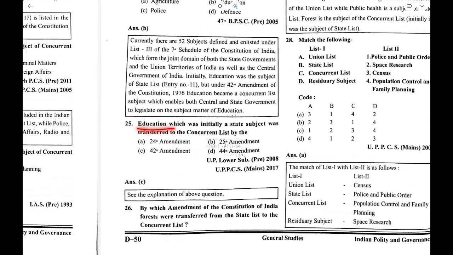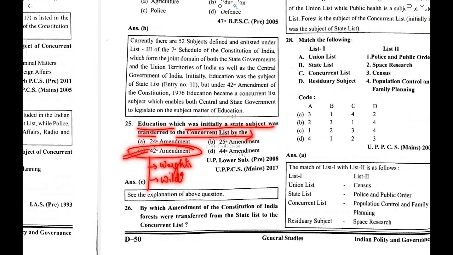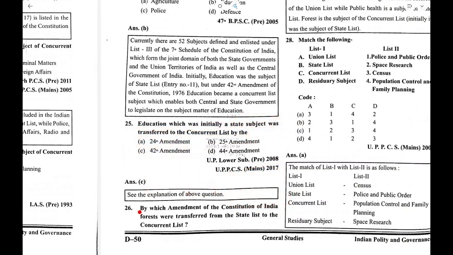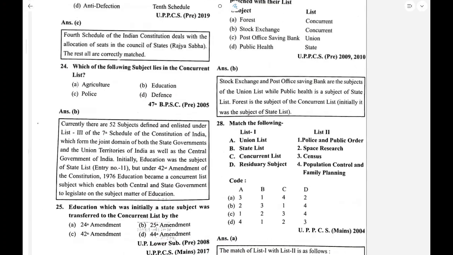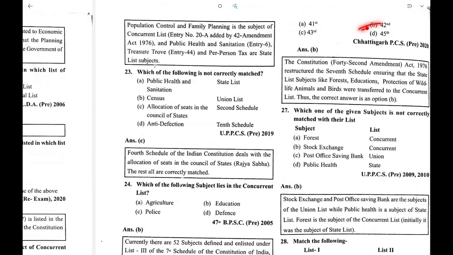Now education was initially a state subject, was transferred to concurrent list by the 42nd amendment. Beside the education, weights and measures, wildlife, forest, administration of justice, these were some of the things that were transferred from the state subject to concurrent list. By which amendment of the constitution were the forests transferred from the state list to concurrent list? अभी बताया मैंने, they were transferred by the 42nd Amendment Act.